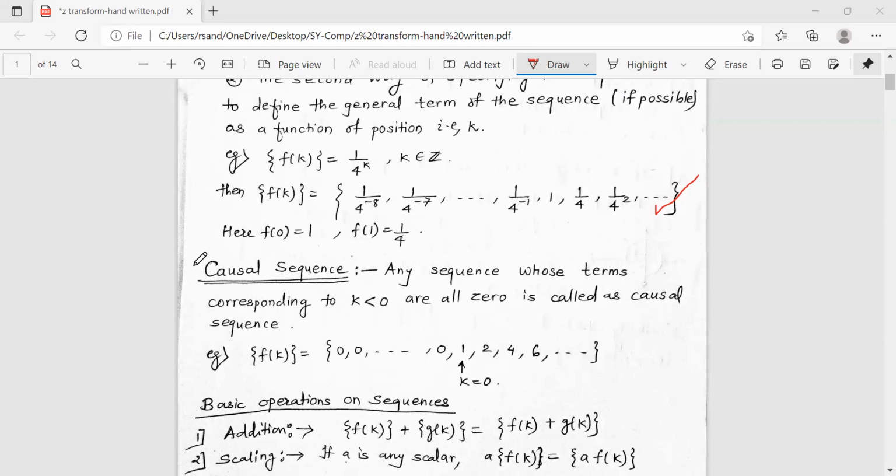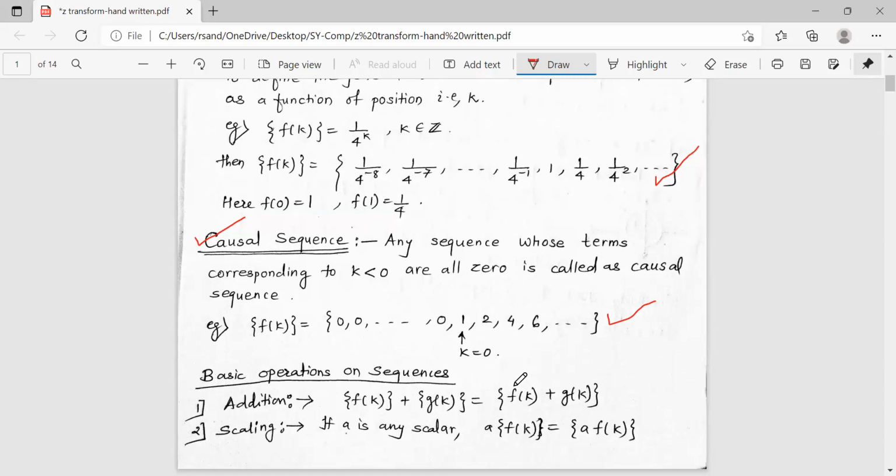Causal sequence means only values from 0 onwards are defined, whereas for negative values the answers are all 0. There are no functional values defined for negative values. For example, the f of k sequence is defined as 0, 0, 0, all the 0 terms, and at the 0 position, the value is 1, then further 2, 4, 6. So your sequence is starting from 1, then 2, 4, 6, etc., and for negative values all answers are 0 here. So there is no negative value for the sequence given. Okay. So this is called a causal sequence.